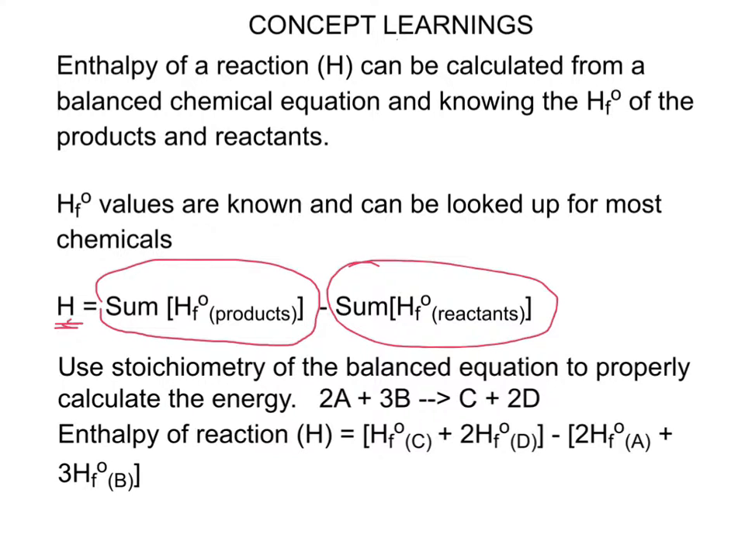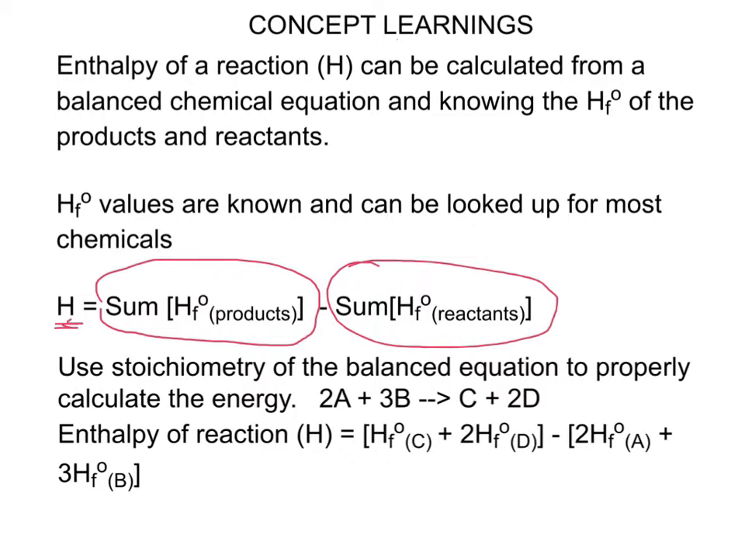To make sure you understand that you have to use stoichiometry in the balanced equation to properly calculate the energy, I've given you a little bit of an illustration here to recall. We have a balanced equation here of 2A plus 3B gives me 1 mole of C plus 2 moles of D. When I do the enthalpy of reaction equation, I must make sure that I use the coefficients in front of each one of the compounds, for example A, to make sure that I multiply that coefficient by the energy associated with the formation of A. Because the energy of formation of A is given in energy units per mole.